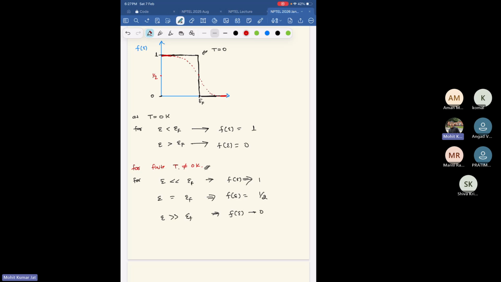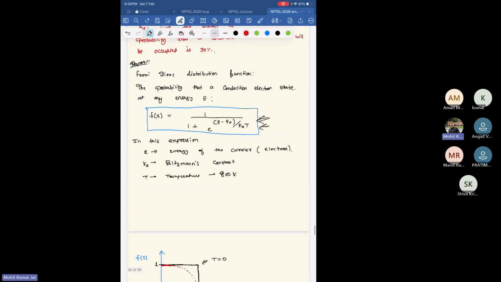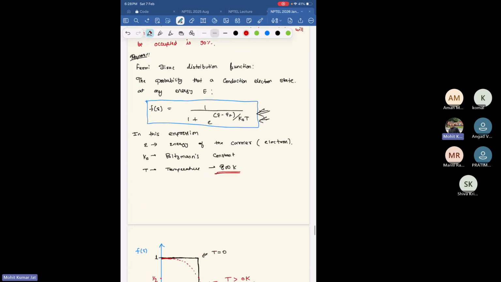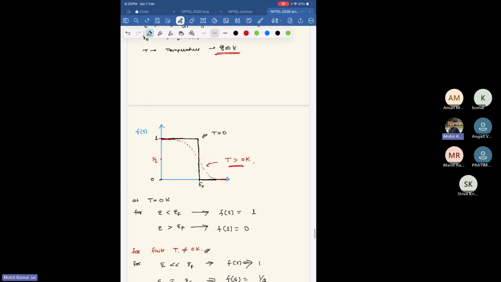So this is for T greater than 0 Kelvin. Right? And in our case, we have T equal to 800 Kelvin. So we fall in the category of the second case.